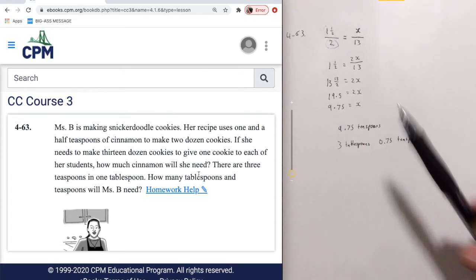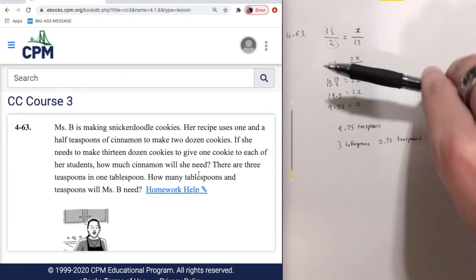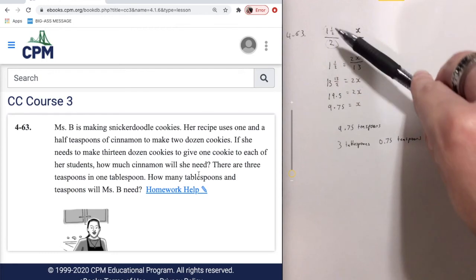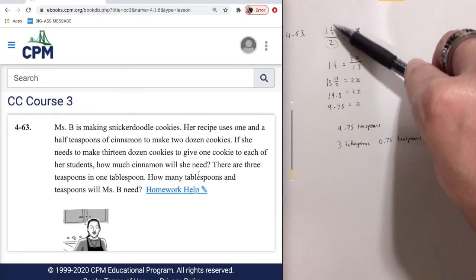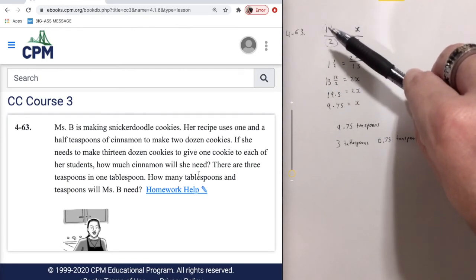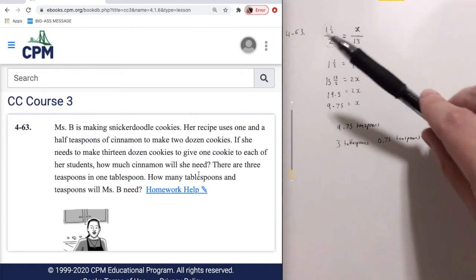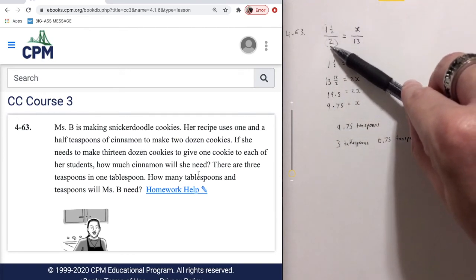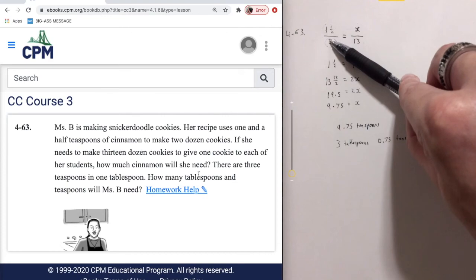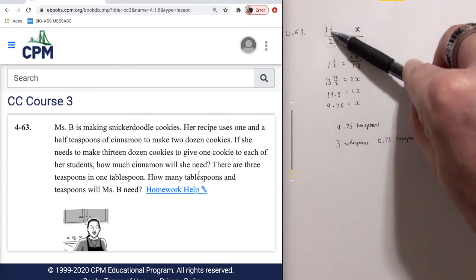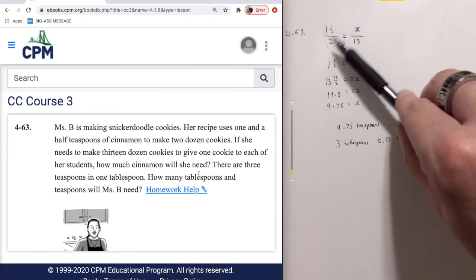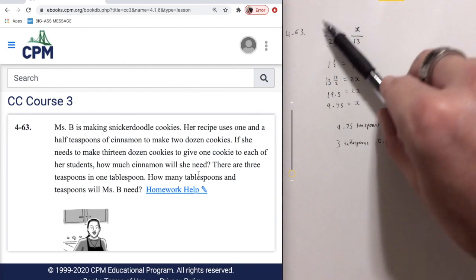So we're able to do this math here because we knew that the number of teaspoons to cookies is always going to stay the same ratio. If you want twice as many cookies, you're going to need twice as many teaspoons to make them. And so that's why we're able to make this proportional relationship up here.